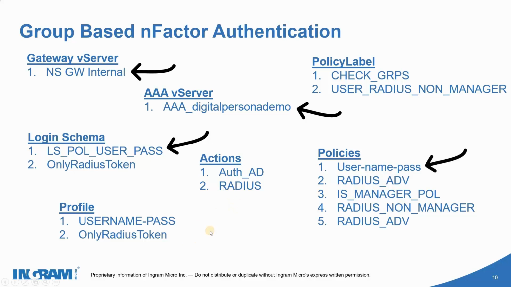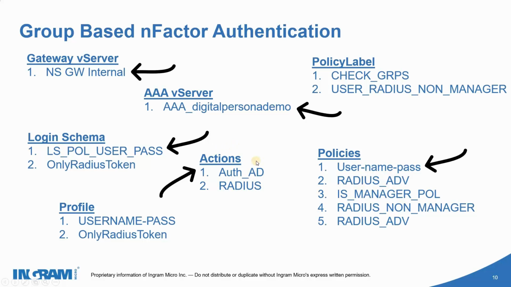There's also a policy assigned to the AAA vserver, and in this case I called mine username pass, which has an action assigned to the policy called Auth AD for LDAP authentication. So when a user logs in first, they go to the gateway, which sends them to the AAA vserver. They see the logon schema with the username and password field. They enter their username and password, and the Auth AD action will do the authentication via LDAP.